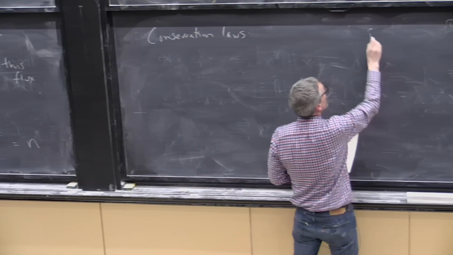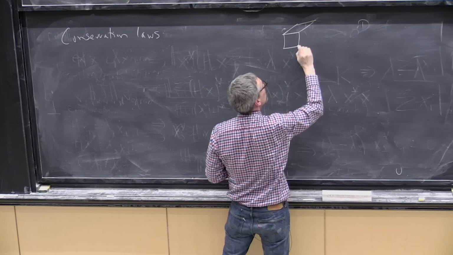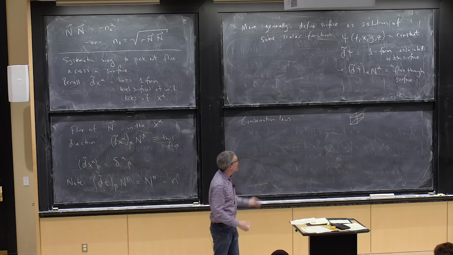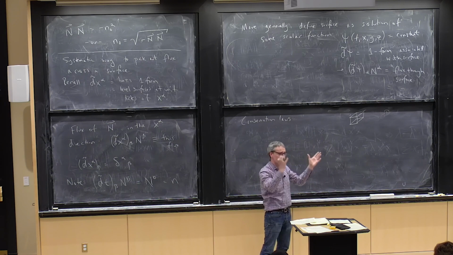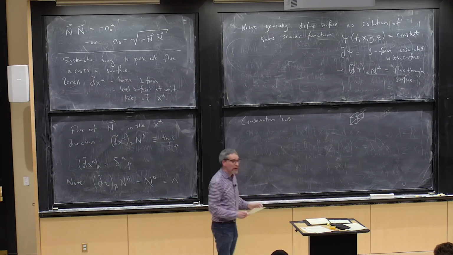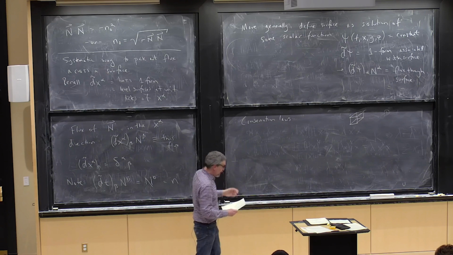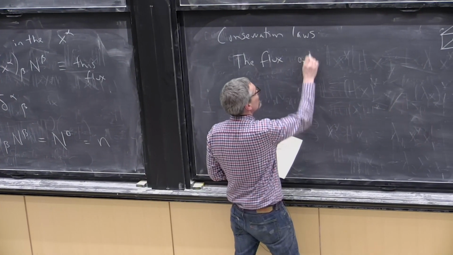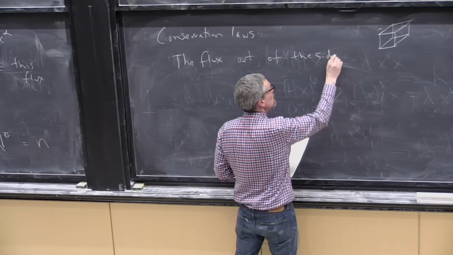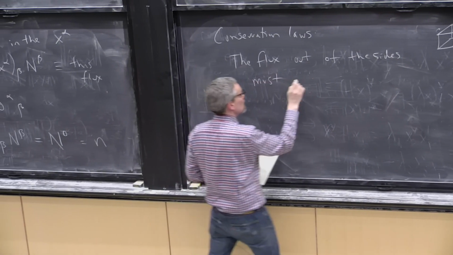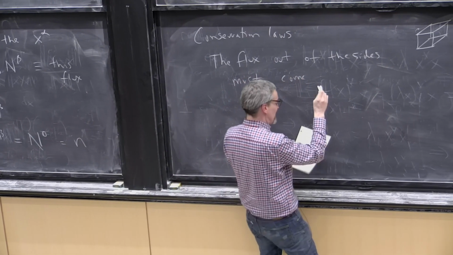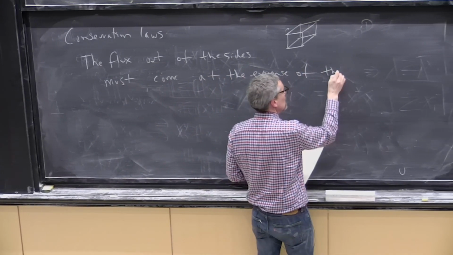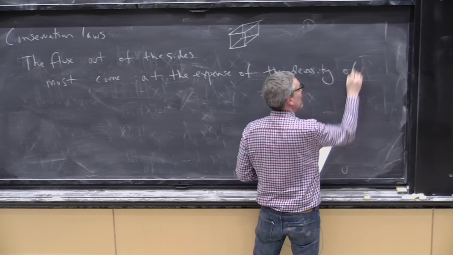So suppose here's my little element that's got dust in it, and it's embedded in an environment with a bunch of dust around it. And over some time interval, some dust flows in, some dust flows out. The density can go up, the density can go down, the total number may vary depending on how things are flying. The spatial flux out of the sides, I'm going to say is the flux out. So let's say that that comes at the expense of the density of dust already there.